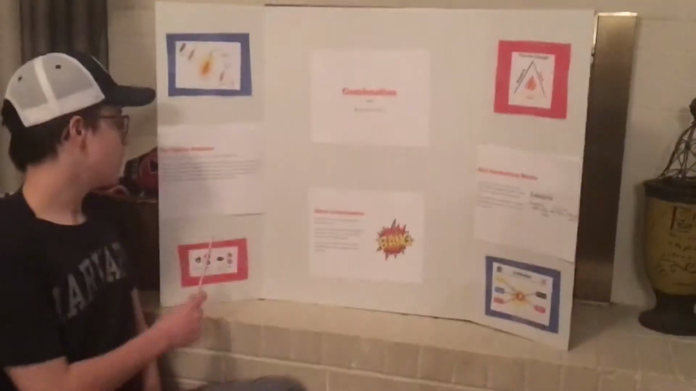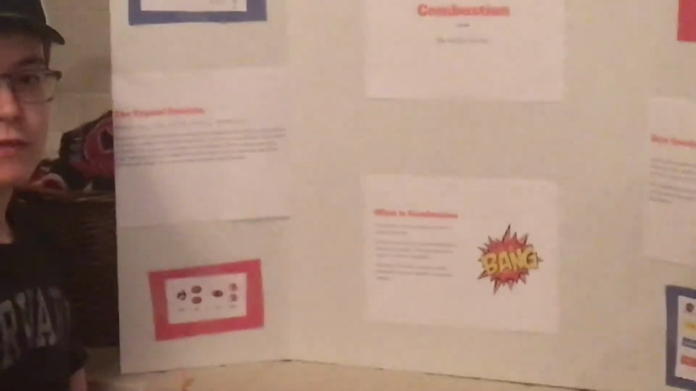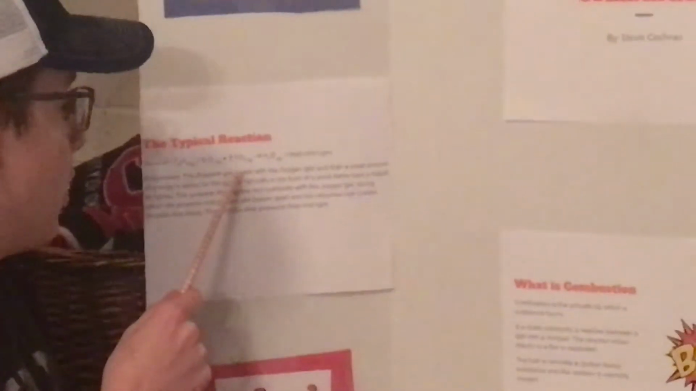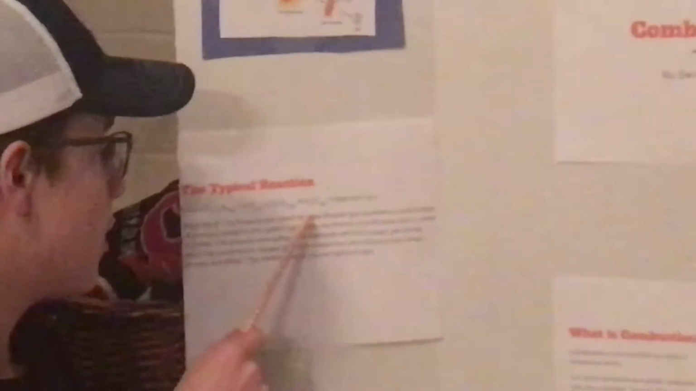So over here we have the very typical combustion reaction commonly found in lots of gas-powered grills or oven systems. You have propane, which is C3H8, mixing with oxygen gas, which is O2, and the reaction yields carbon dioxide, water, and heat plus light.